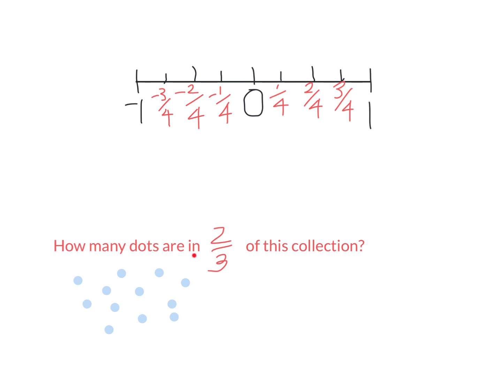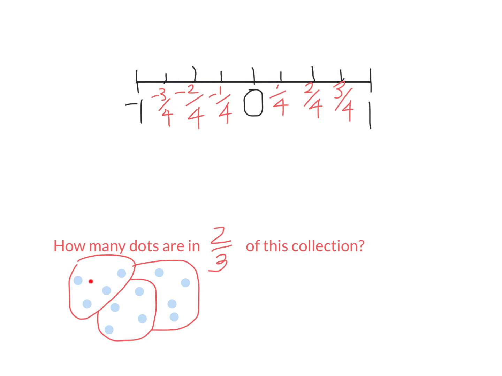So let's look at this question here. How many dots are in 2/3 of this collection? So here we have a collection of 12 dots. So we're going to find 2/3 of this collection. So a third, 3 on the bottom, means it's divided into 3 equal groups. So each of the groups will have 4 dots because 12 divided by 3 is 4.